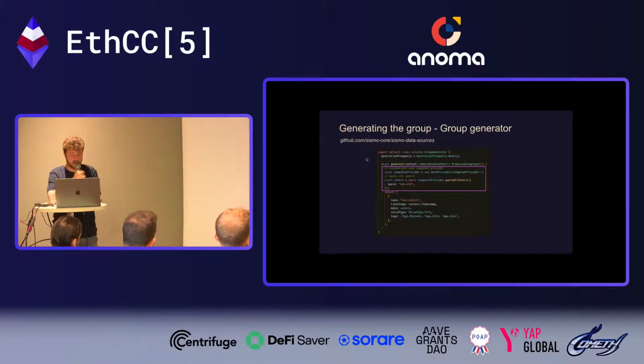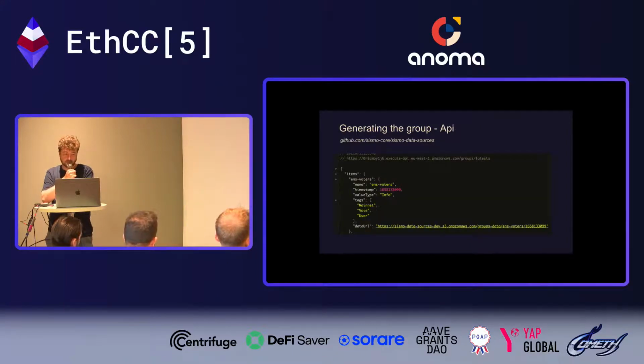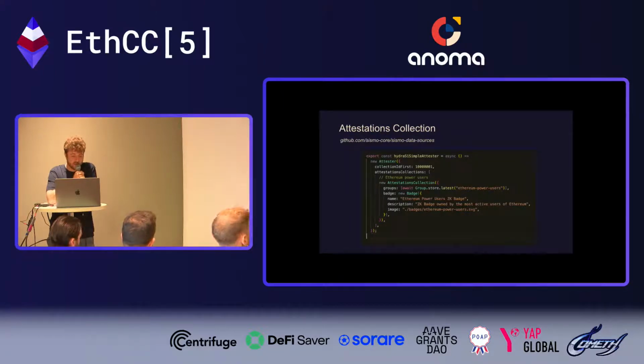Here the generation frequency is weekly. That means this new group will be created each week, and those groups are going to be available for the attester. You can see the API, so it's really easy. In the second part, you have the attestations collection. It's basically the link you make between the group you have previously computed and the badge you want to be associated with these groups. So here, for instance, we are going for this attester. It's the first attester we deployed, which is named Hydra S1 Simple Attester.